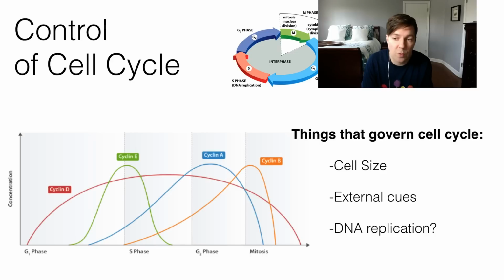So, things you should worry about for the AP exam. Things that tell the cell where to be in the cell cycle or when to move on to the next stage. Cell size. Am I big enough to divide? Are there external cues telling a cell that they should be pushed into mitosis or they should stay where they are? DNA replication. Did your DNA replicate correctly? Right?